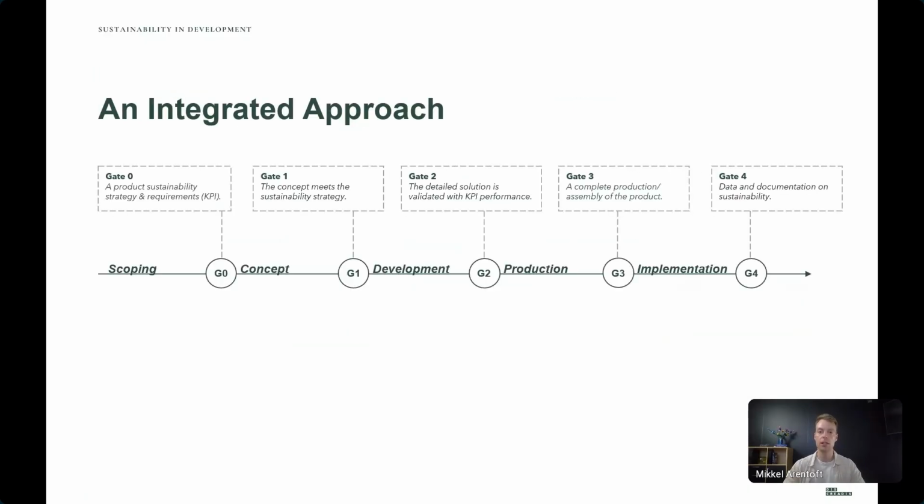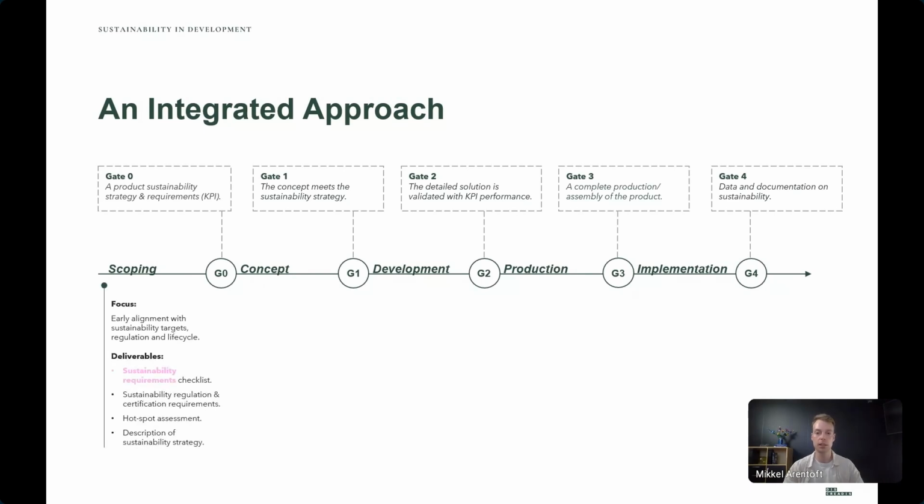If we take a look at a generic stage gate development process, at the beginning in the scoping phase, the project needs to be aligned with the company's sustainability targets, upcoming regulation, customer demand, and the life cycle of your product. All of these pose sustainability-focused requirements that must be included in the requirement specification. At the initial gate, there must be a high-level sustainability strategy with requirements set in place.